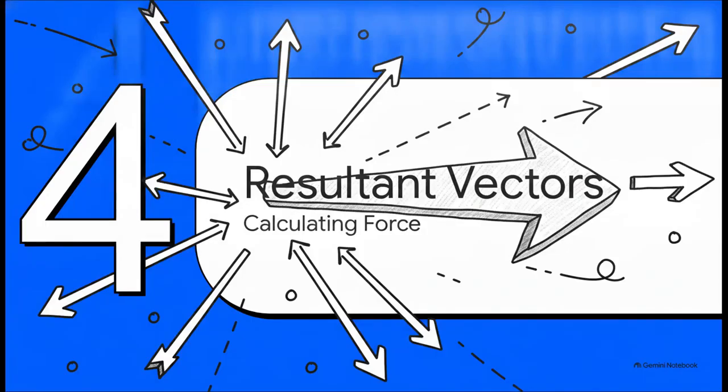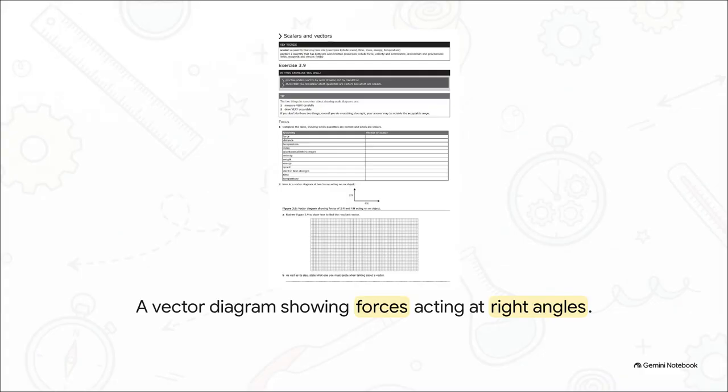Which leads perfectly into Section 4, calculating resultant vectors. Imagine you have an object, and two different forces are acting on it at the exact same time. When you have two vectors acting at right angles to one another, like, say, a 2 Newton force pushing up and a 4 Newton force pushing right, the object isn't just going to move straight up or straight right. It's going to be pushed in a diagonal direction. We need to find the overall combined effect of these forces. In physics, we call that combined effect the resultant vector.